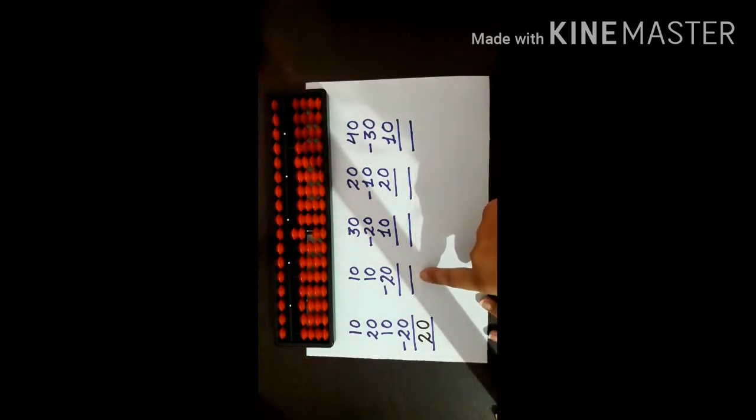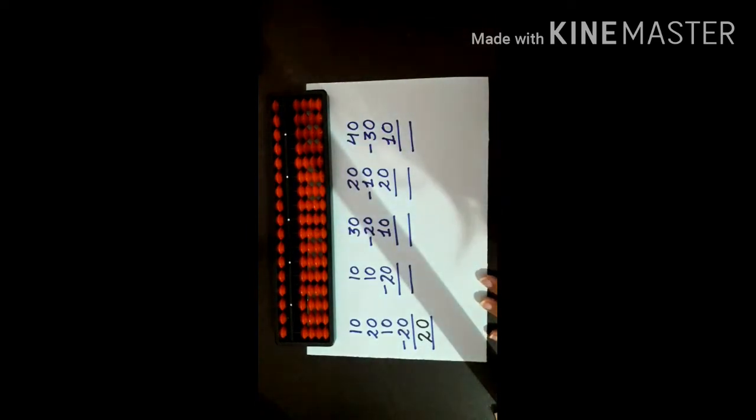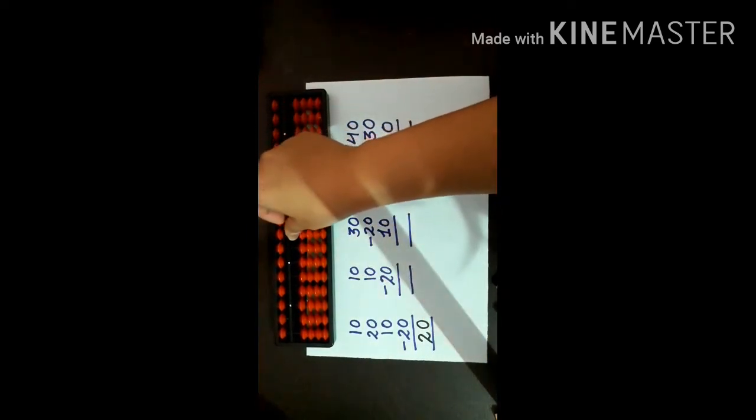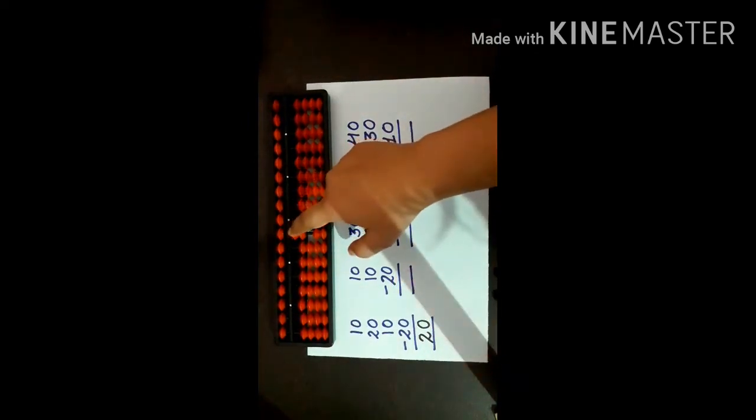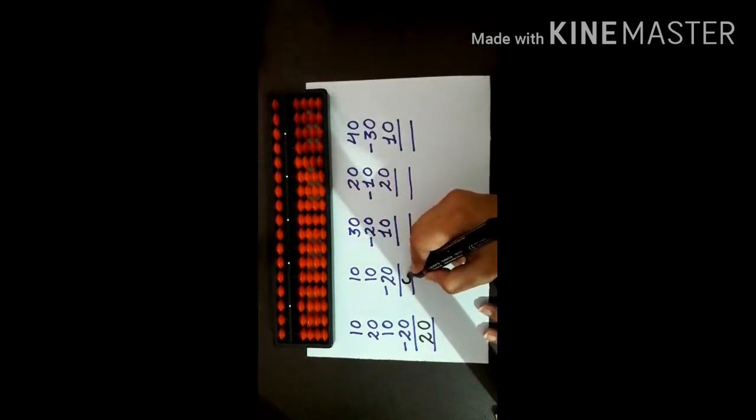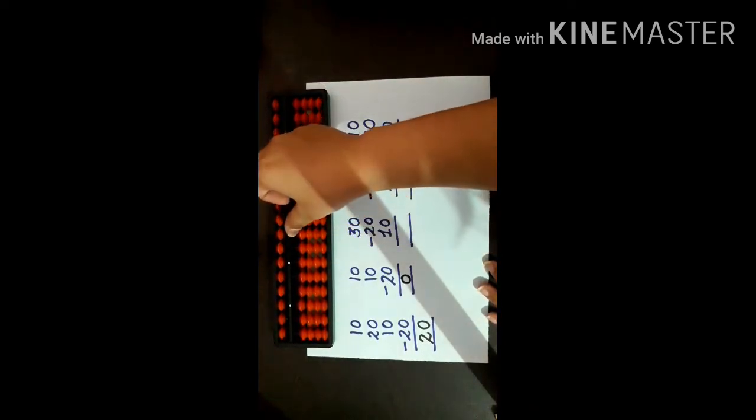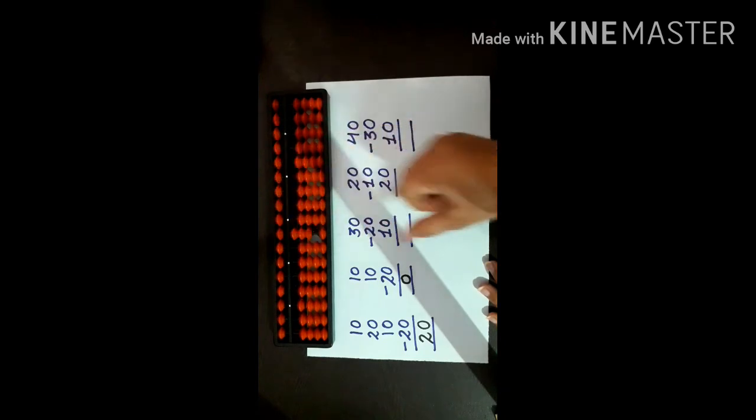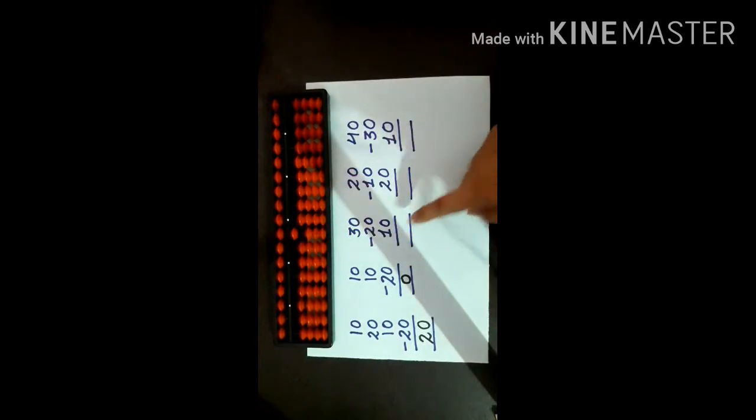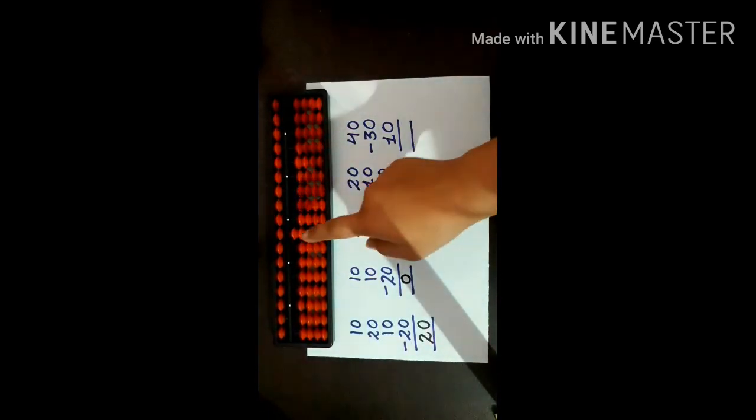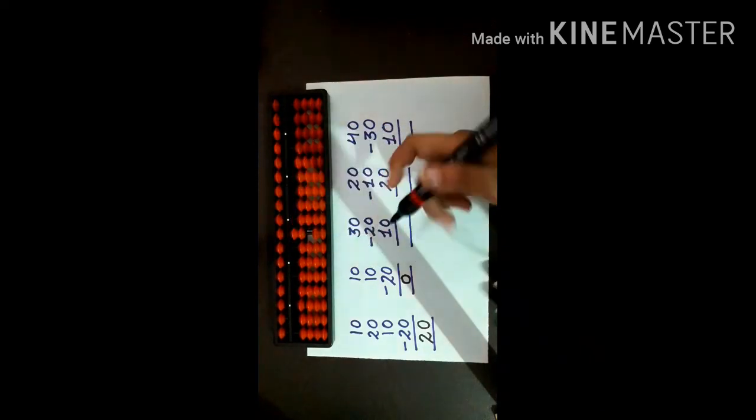Now for second sum, set your abacus, lower beads down. Now what is the sum? 10. Now again 10. Now minus 20. 10, 20. See what it is? Nothing is there. 0. Now again 30. 10, 20, 30. Minus 20. Minus down. 10, 20. Now add 10. What is the answer? 10, 20.